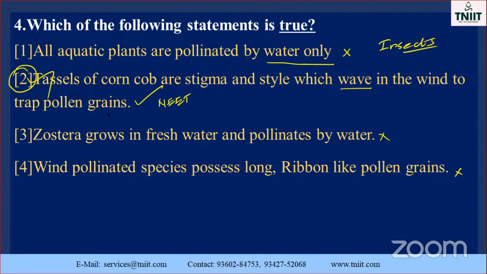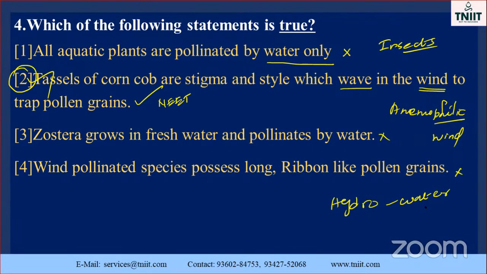They sometimes ask questions like this: the tassels of corn cob, how will they be pollinated? It's pollinated by the wind. That is called anemophilic. Anemophilic means wind. What about hydrophilic? Hydrophilic means water. Suppose it is an insect, that is called entomophilic.